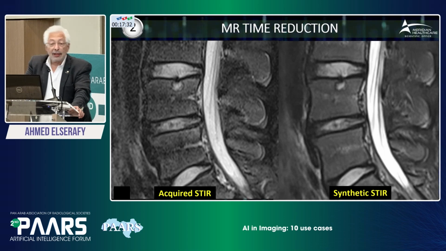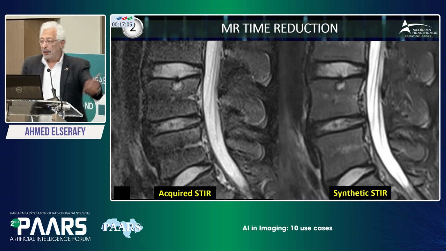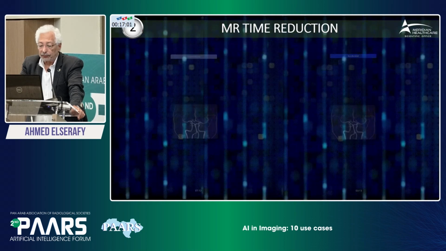But how about not even scanning the patient altogether? This is an acquired STIR image from a diffusion-weighted image and a T1 image. It's actually a generated image. The patient had to spend 0 time on the scanner to actually generate that synthetic STIR from other sequences. So you're generating a sequence that wasn't even acquired. That's 0 time. Think of that.